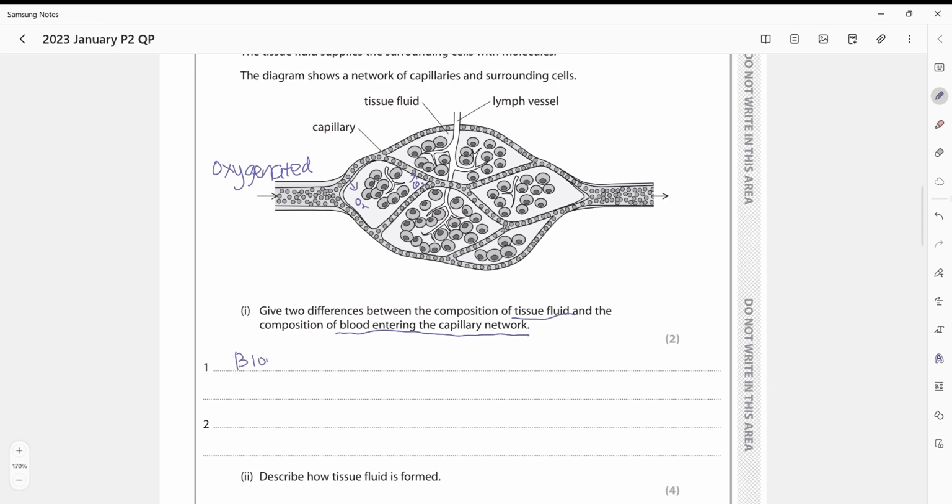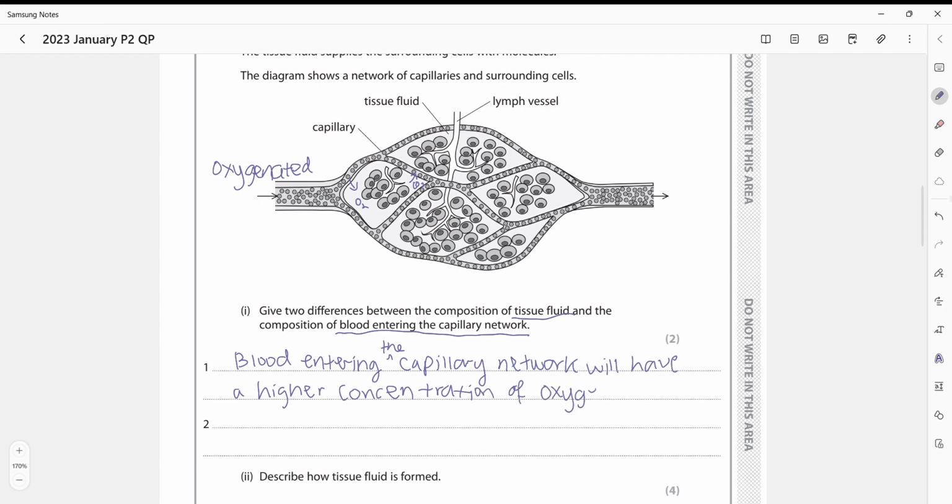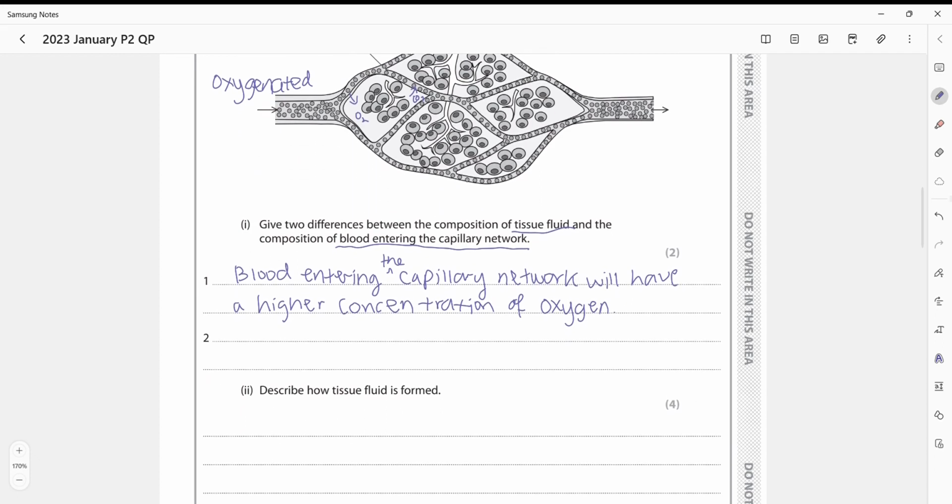So blood entering the capillary network will have a higher concentration of oxygen, so that's one mark, and then we can say it has a lower concentration of carbon dioxide.